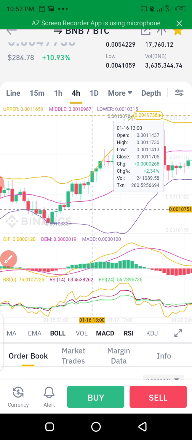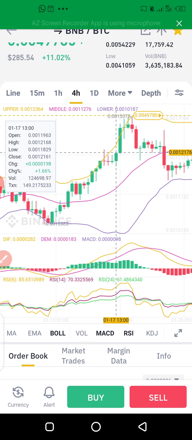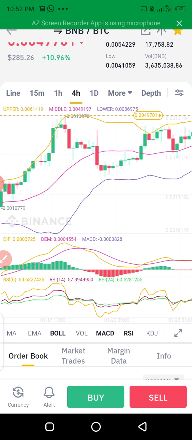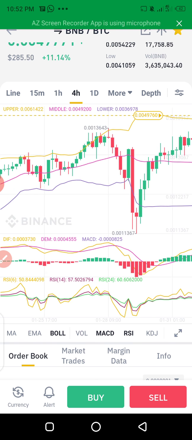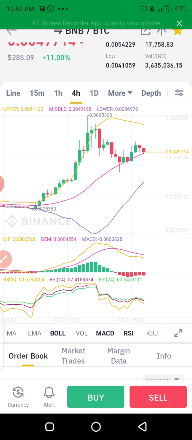So this is the secret of Bollinger Band. From 0.10, the market came down and went to 0.0010 to 0.0013, almost 30% profit with a single secret of Bollinger Band. It is very, very effective. This is the present price of BNB. So I'm just watching this candlestick.